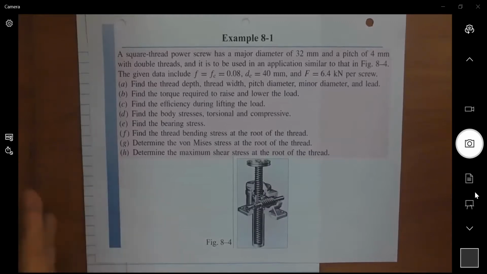Okay. So this is a good example that helps us put everything that we have learned together. So let's start working on this example together.